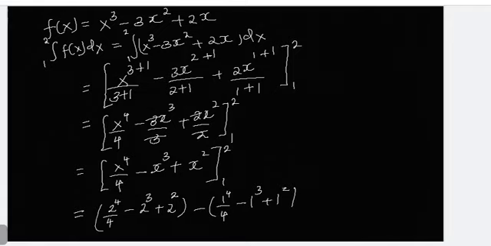And of course, 2 to the power of 4 is equal to 16. So we have 16 over 4 minus 2 to the power of 3, which is 8, plus 2 to the power of 2, which is 4, minus 1 to the power of 4 is 1. So that would be 1 over 4 minus 1 to the power of 3 is 1, plus 1 to the power of 2 is also 1.